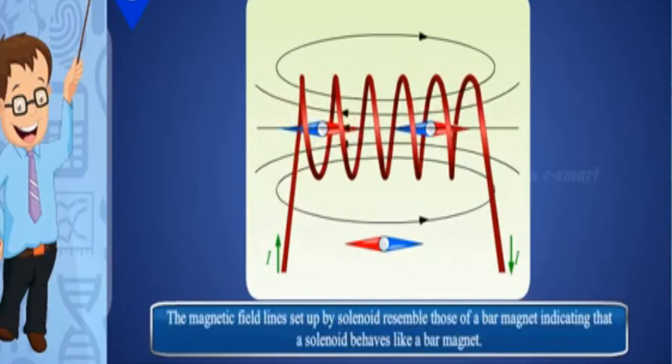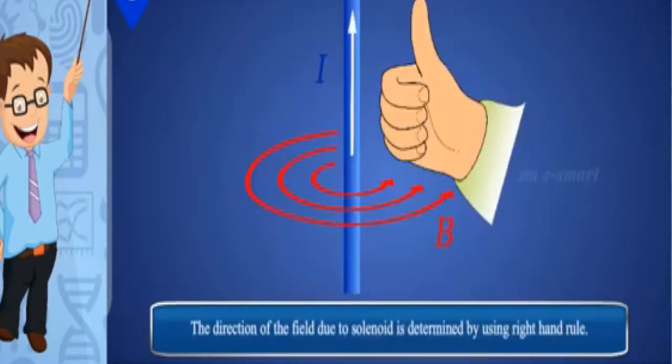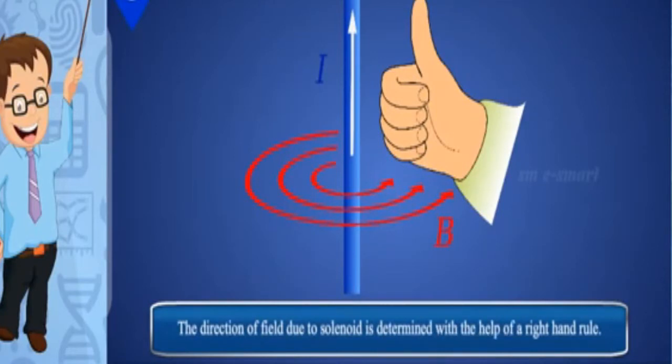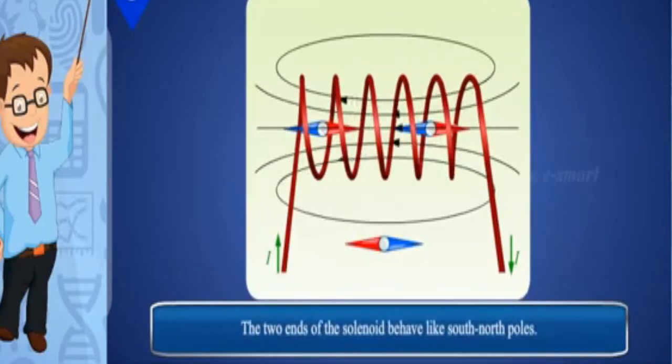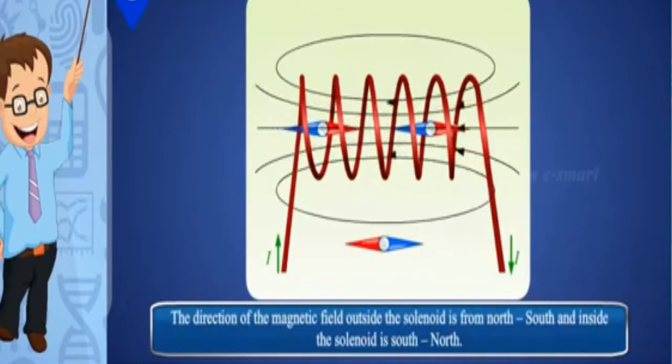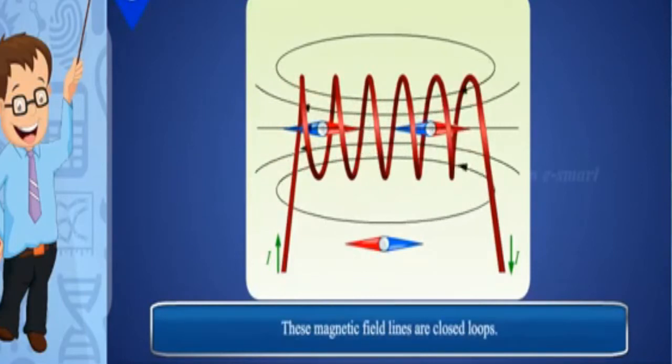The magnetic field lines set up by a solenoid resemble those of a bar magnet, indicating that a solenoid behaves like a bar magnet. The direction of the field due to a solenoid is determined with the help of the right-hand rule. The two ends of the solenoid behave like south and north poles. The direction of the magnetic field outside the solenoid is from north to south and inside the solenoid is from south to north. These magnetic field lines are closed loops.